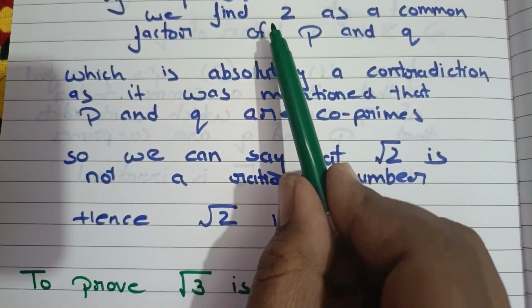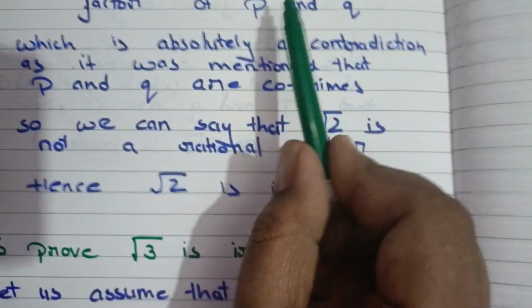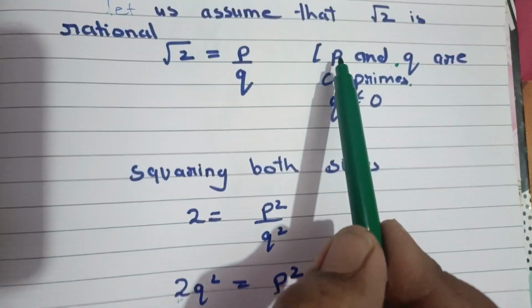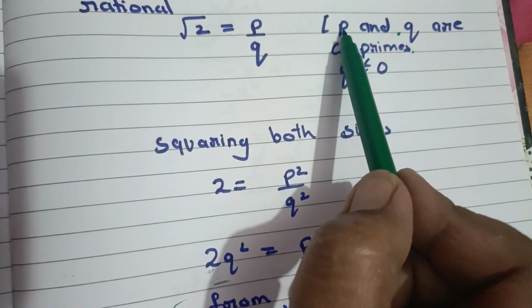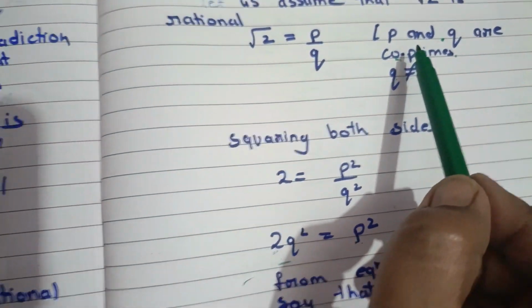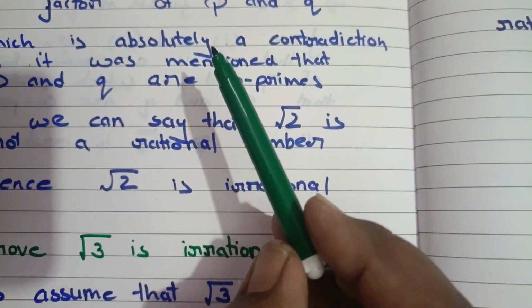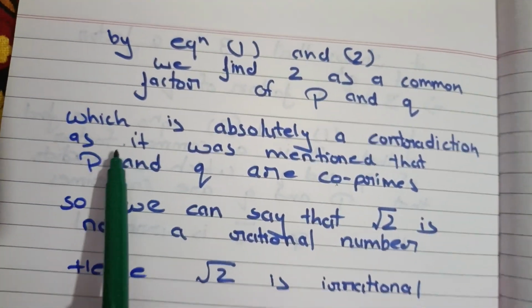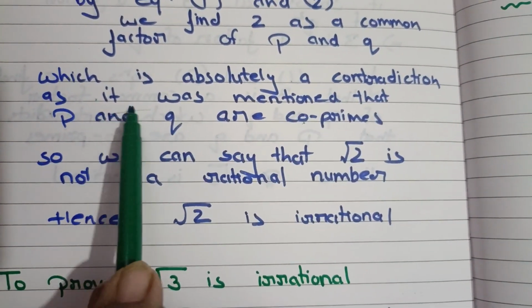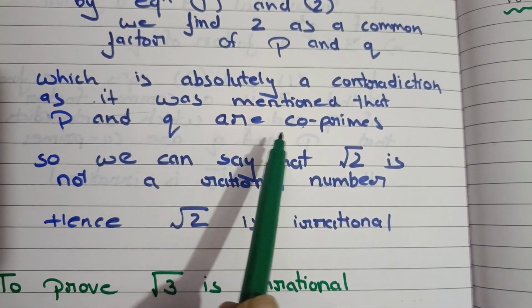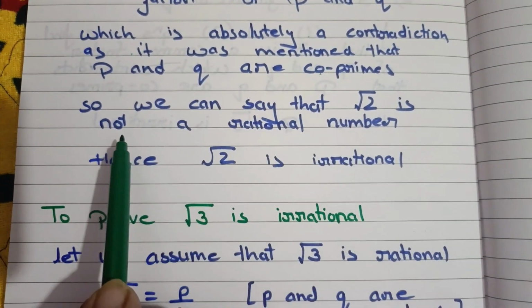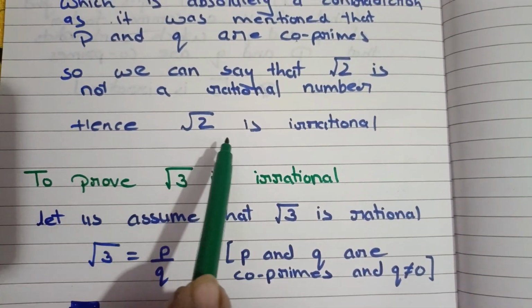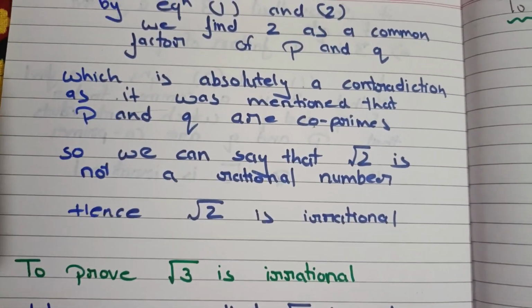Contradiction means इस बात का विरोध कर रहा है, हमारे फर्स्ट पॉइंट का ये विरोध कर रहा है कि 2 इसका कॉमन फैक्टर है, और यहाँ हम कह रहे हैं नहीं होना चाहिए। तो ये बात यहाँ गलत हो गई कि √2 एक रैशनल नंबर है, which is absolutely a contradiction as it was mentioned that P and Q are co-primes. So we can say that √2 is not a rational number, hence √2 is irrational.